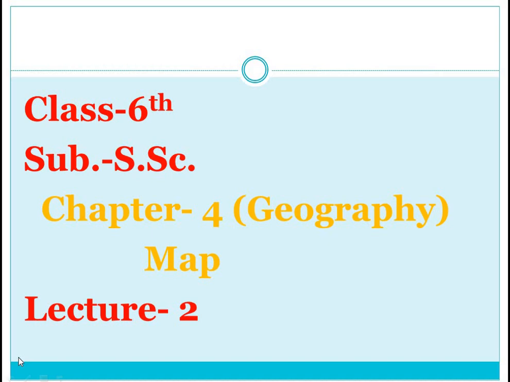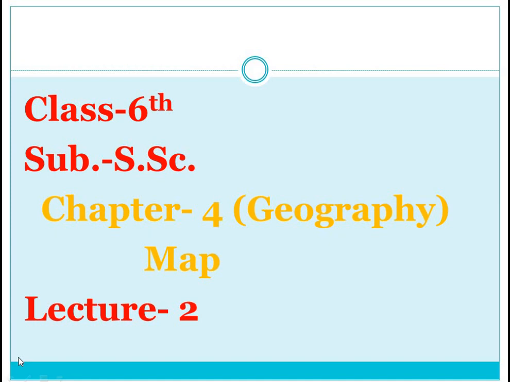This is class 6th and chapter number 4 of geography. We will continue. As we have already covered lecture number 1 of this chapter, map. Today we are going to take its lecture number 2. In lecture number 1, we have already covered some topics like map, atlas, the types of maps, directions, and compass.